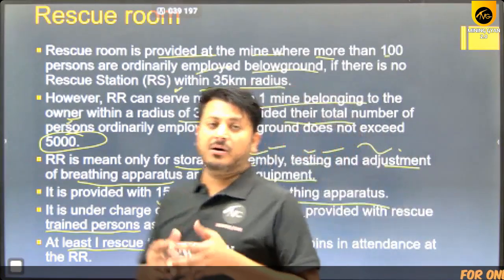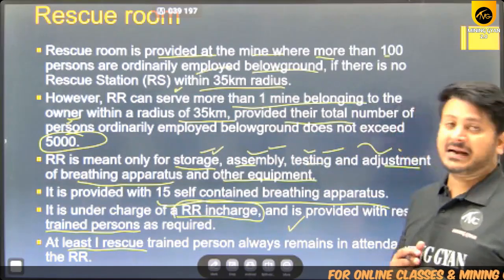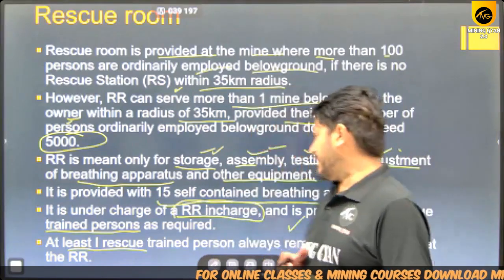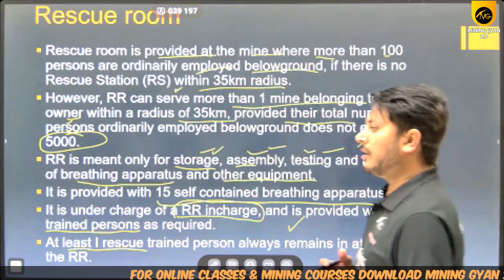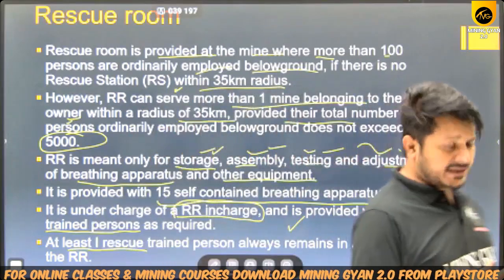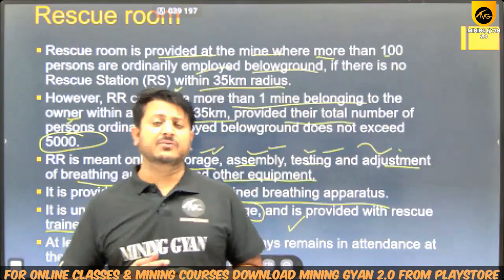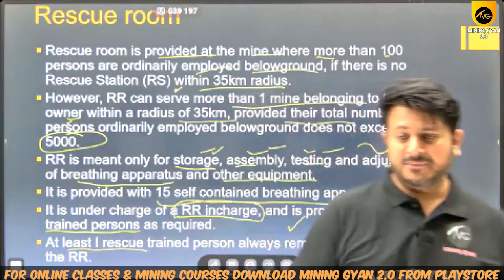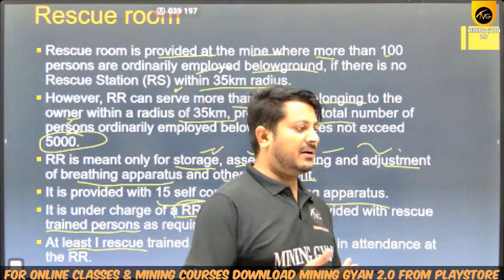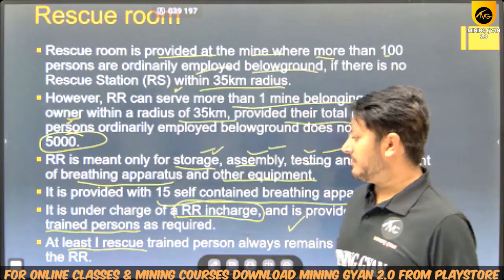Okay, basically all the rescue rooms are provided with at least 15 self-contained breathing apparatus, and the rescue room is basically placed under the charge of a rescue room in charge. Under that in charge, many other rescue trained persons are being provided, and at least one rescue trained person shall always remain in the rescue room. Okay, so that in case of an emergency we should attend the calls whichever requirement arises. In that case he is always available in the rescue room.